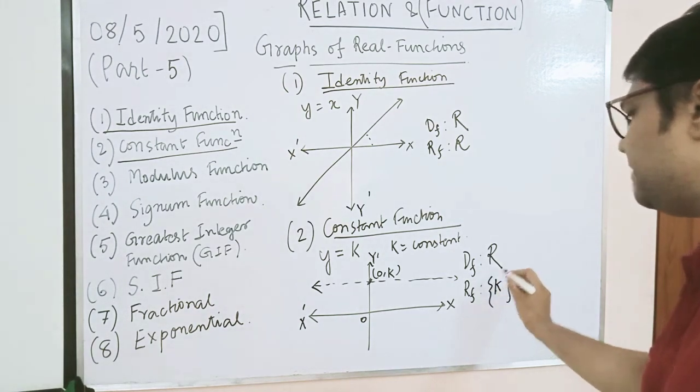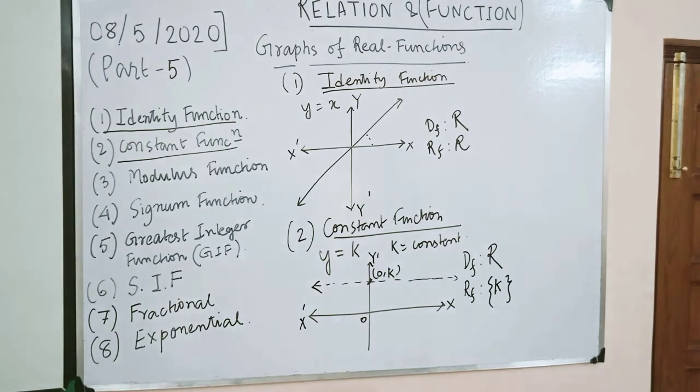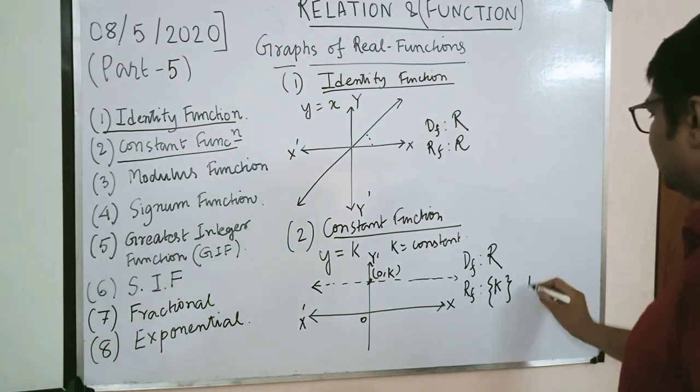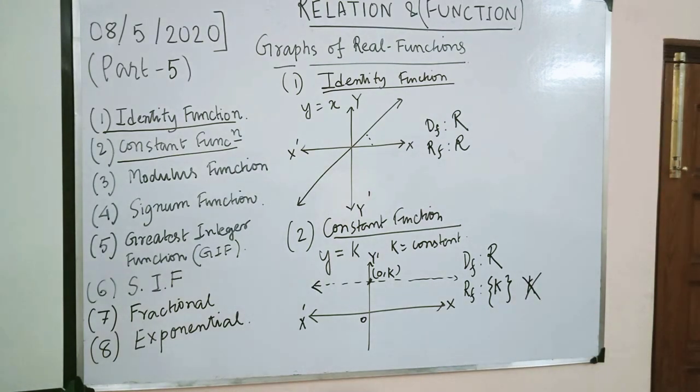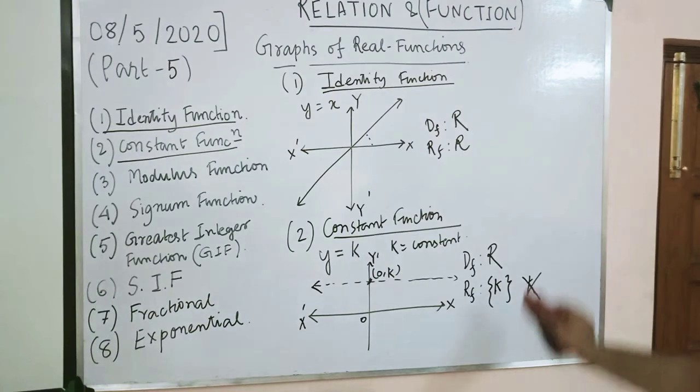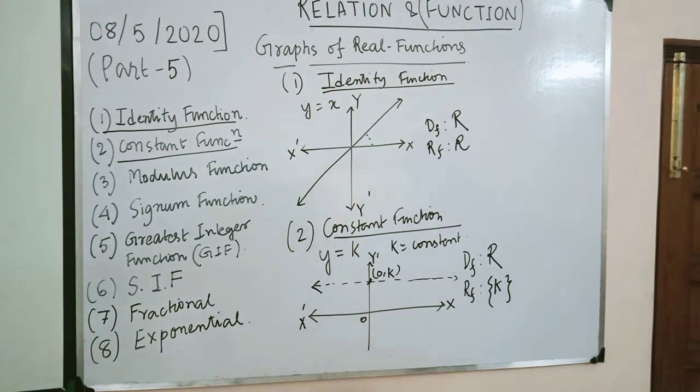This is very important. You have to write it as an element of a set. That means if you write just k, it is wrong, because k does not indicate any kind of set. K is a specific value of a set. So the range will be the set containing the value k, the real value k. Now we will see the next, that is the modulus function.